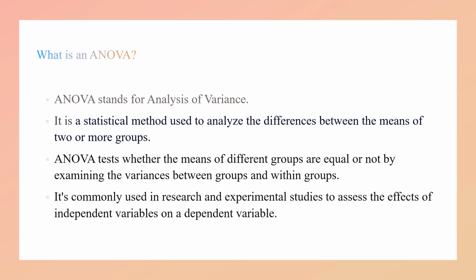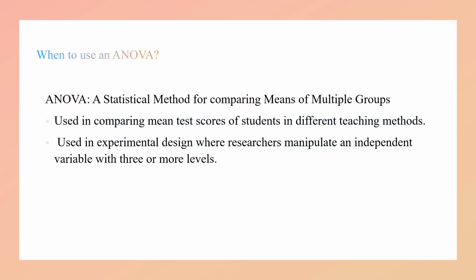In this slide, I am going to talk about what an ANOVA is. ANOVA stands for Analysis of Variance. It is a statistical method used to analyze the differences between the means of two or more groups. ANOVA tests whether the means of different groups are equal or not by examining the variances between groups and within groups. It is commonly used in research and experimental studies to assess the effects of independent variables on a dependent variable.